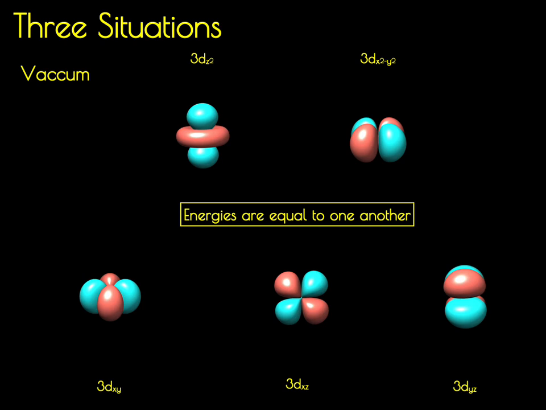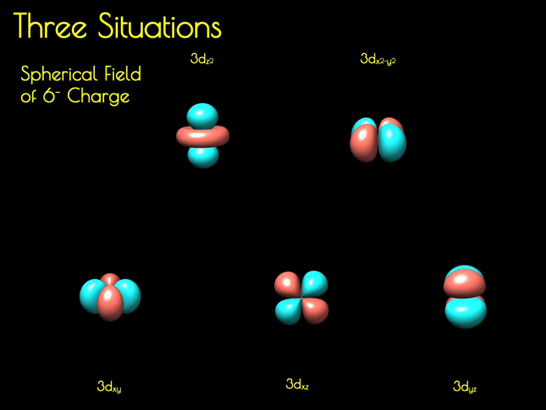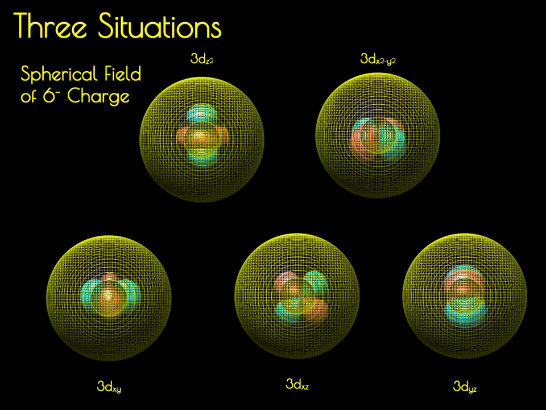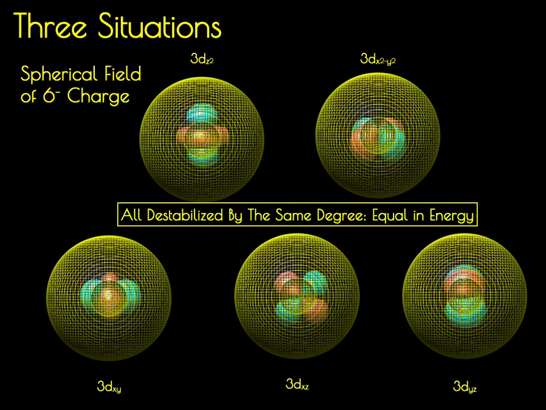We're now going to embed these orbitals in a spherical field of 6 negative charges. This spherical field will look something like this. Once again, spherical field, it's completely symmetric. Because it's completely symmetric, all of those d orbitals will be destabilized. They're destabilized because we have negative charges interacting with that electron. That's a destabilizing influence. But because it's spherical, all of those d orbitals will be destabilized to the same degree, meaning that they'll be 5-fold degenerate in energy.